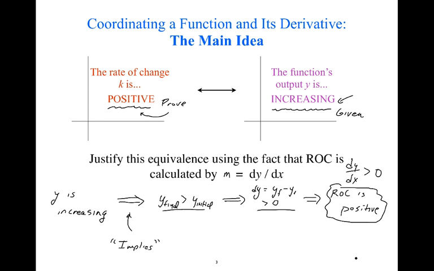Does that make sense? So that's the connection, right? If y is increasing, a final value y is greater than the initial, and then that change will be positive. If that change is positive, then our rate is positive. Okay, so that's a mini proof, right?